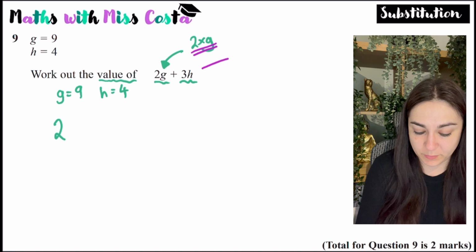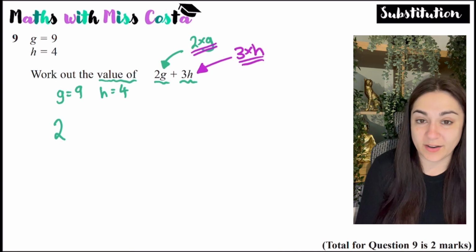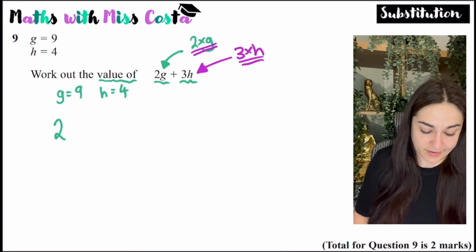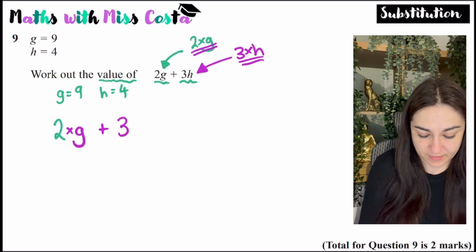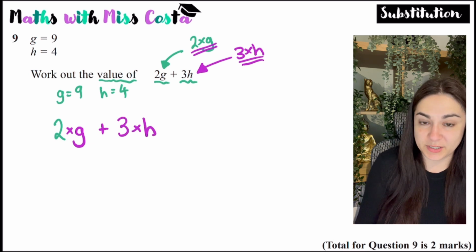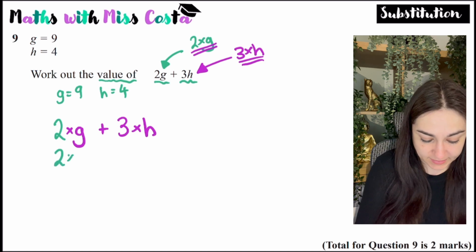So there's this invisible algebraic multiplication glue that binds letters and numbers together. In algebra, it's just a shorthand way of saying multiplication. So 2g actually means 2 times g, and then 3h means 3 times h. So when I'm substituting my values in, that's what I need to substitute as well.